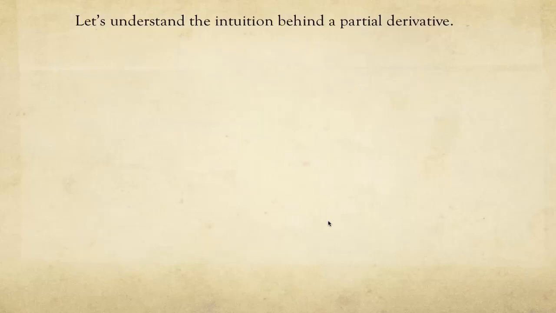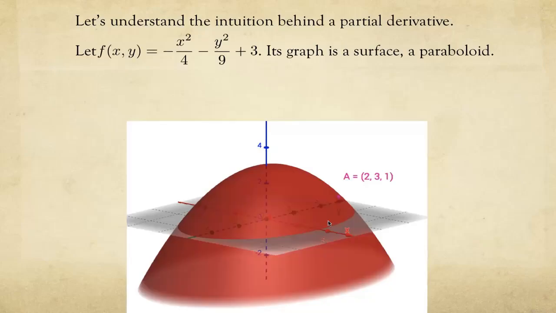Okay, let's understand the intuition behind the partial derivative. Again, all we need is to understand the intuition so we know how the algorithm works. We don't have to worry too much about the computation. Here's a function f(x, y), which is a surface. The surface is called a paraboloid, and it looks like this.